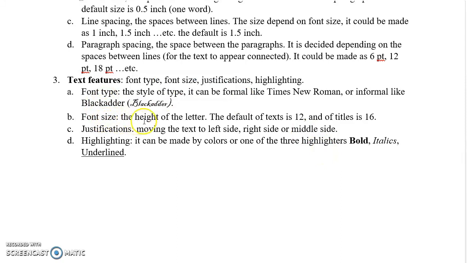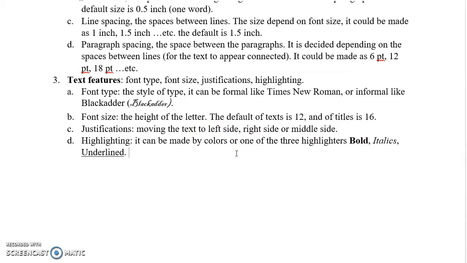The font size is the height of the letter. This is the meaning of font size. The default is 12, and for the titles it is 16. Sometimes some people make it 14 depending on the submission requirements of some papers. Sometimes you will need to make a paper to publish, and they will ask you to make the font size 14 or 12. It depends, sometimes 10, but the default is 12. Justification means moving the text to the left side, the right side, or the middle. It can be done easily.